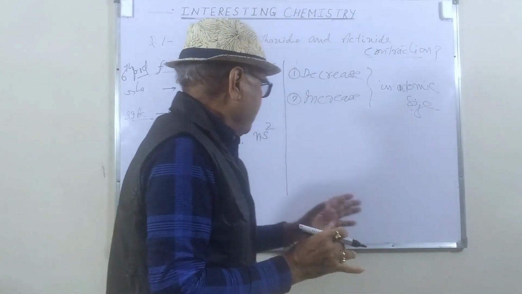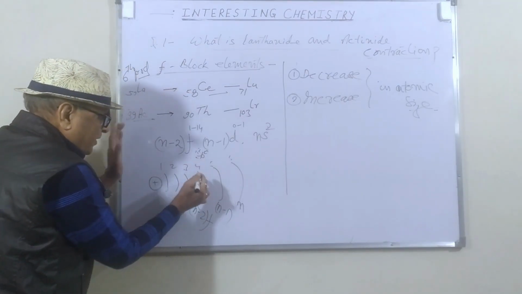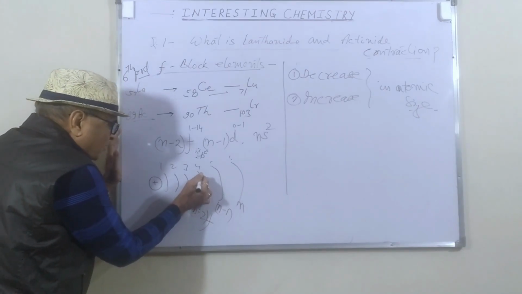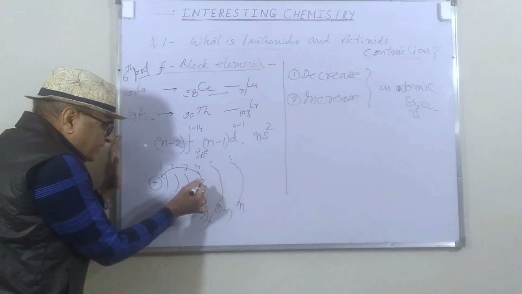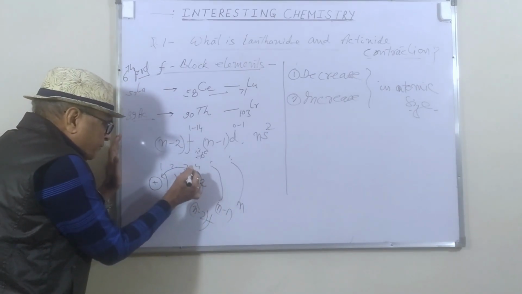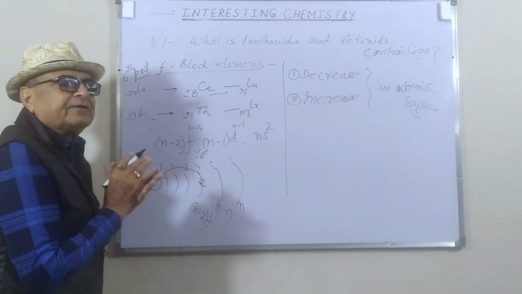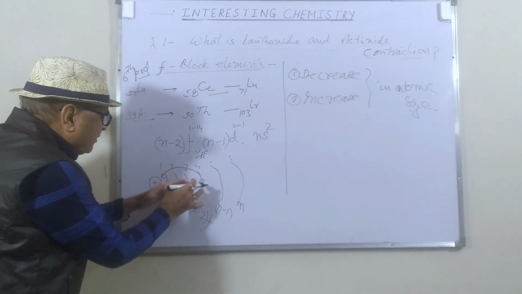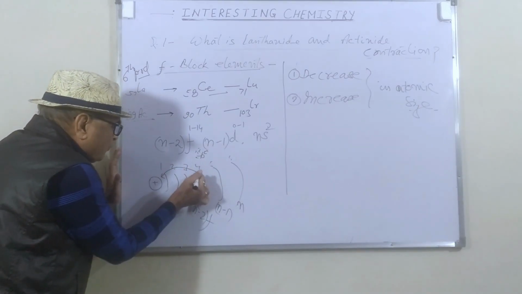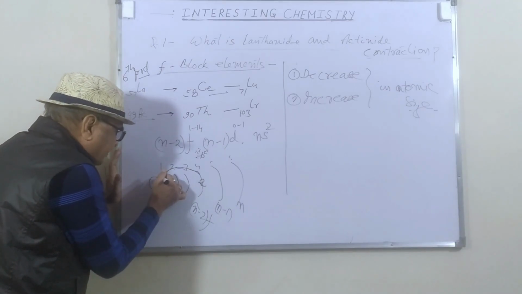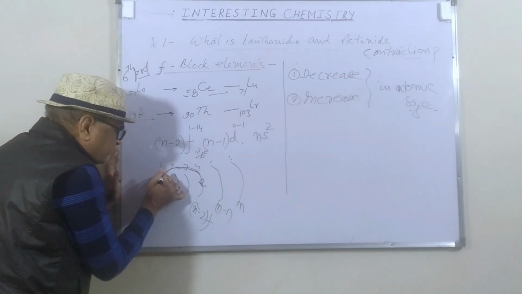Now understand, this is the newly entered electron. This electron is very close to the nucleus. So this electron will experience the maximum nuclear attraction. So the size of this portion will get shrunk, will get contracted, will decrease. Here the size of this will be decreased.